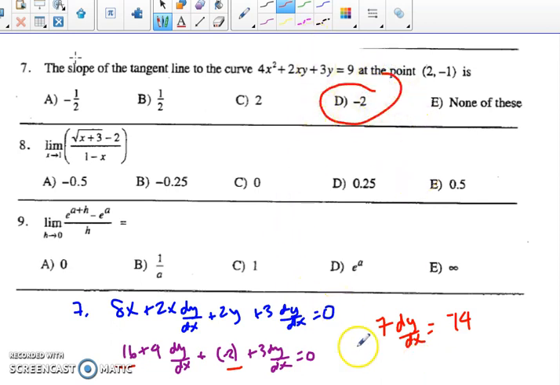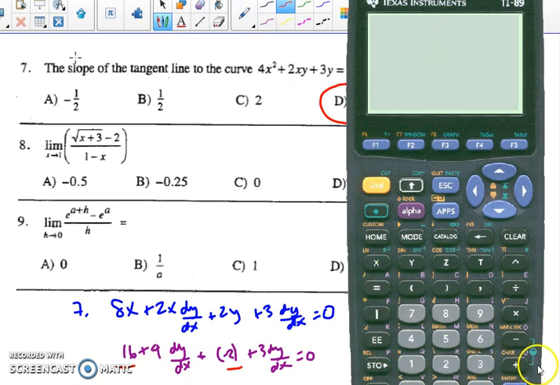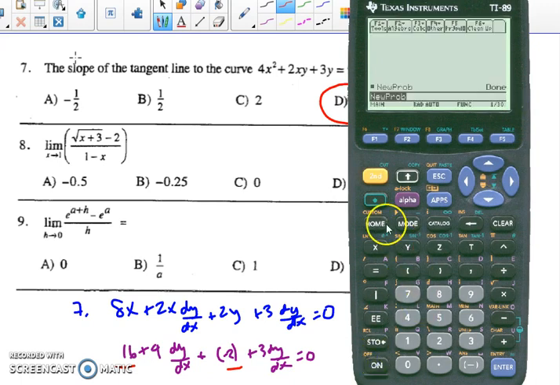Now for number 8, we're going to use the limit capabilities in our calculator. So I'm going to go ahead and in my calculator, let me shrink my calculator a bit so we can see the whole thing. I'm going to type onto my home screen the expression first. So I'll do the square root of x plus 3. And notice that I open parentheses at the beginning because I want my entire numerator in parentheses. So the entire square root of x plus 3, all minus 2, and then divide by 1 minus x.